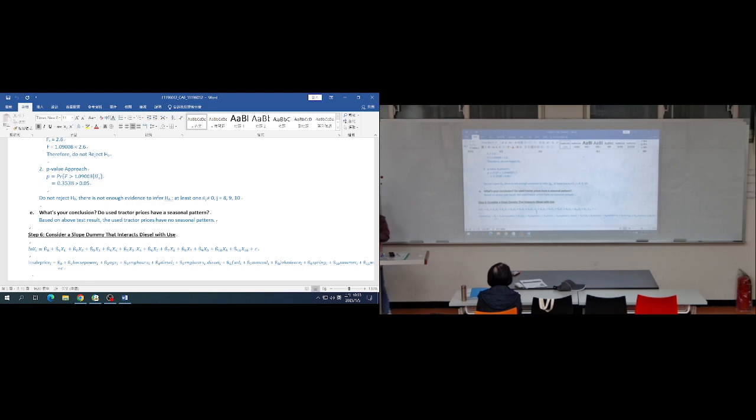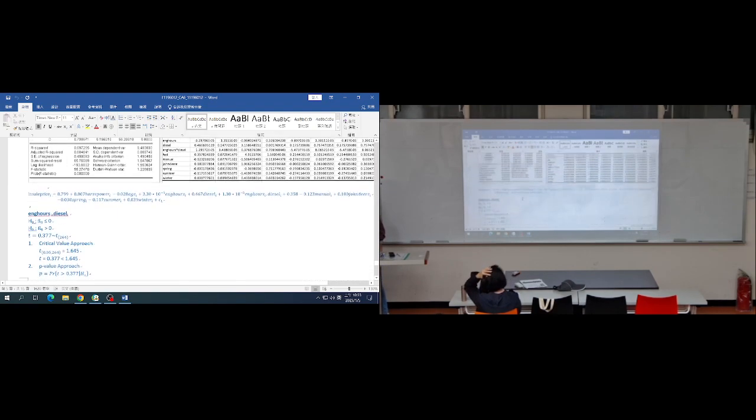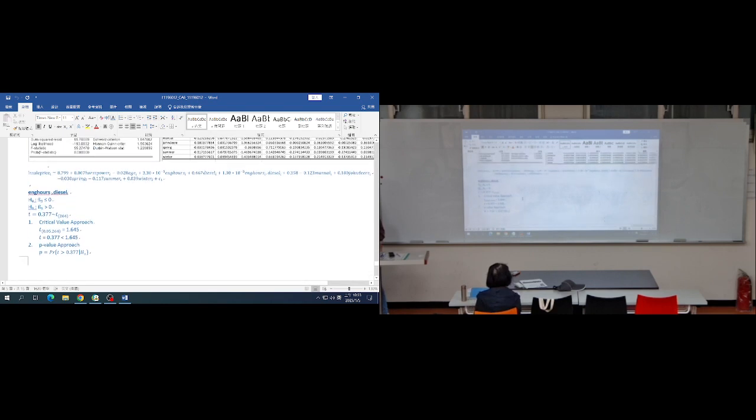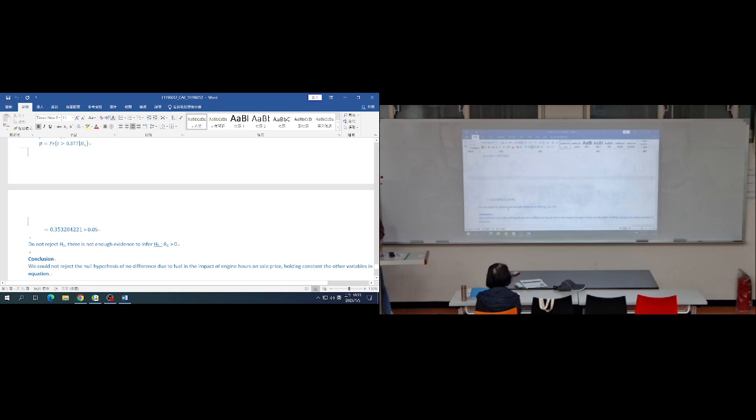For the last step, step 6, the slope dummy, we want to see the interaction between diesel and the engine hours. Therefore, we multiply the engine hours with the diesel. This is the result. Again, we use the critical value and p-value approach to see whether it is significant or not. The result is do not reject the null hypothesis, as there is no evidence to infer the alternative hypothesis, which means it is not significant.